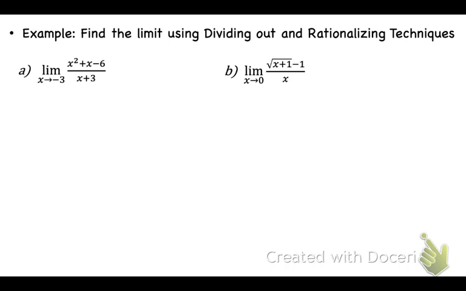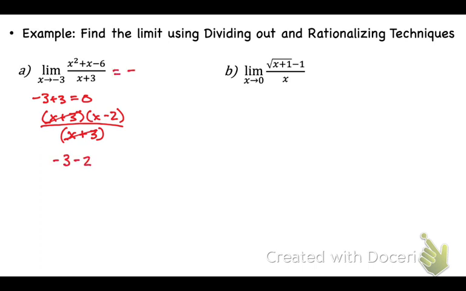Okay, so if I plug in -3, -3 plus 3 equals 0. So can I use direct substitution? No. So factors of 6 that have a difference of 1 are x plus 3 and x minus 2, over x plus 3. So now I can reduce out the x plus 3, and now will it work? I got -5. Yes. So -3 minus 2 is -5. Cool, I can do it now.